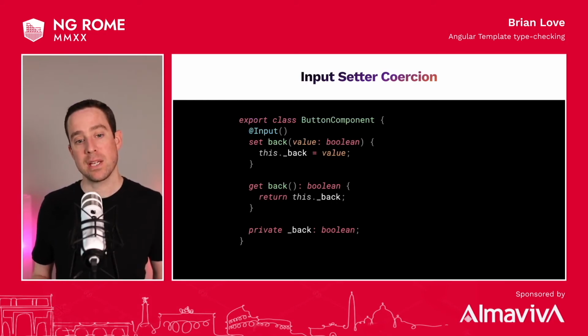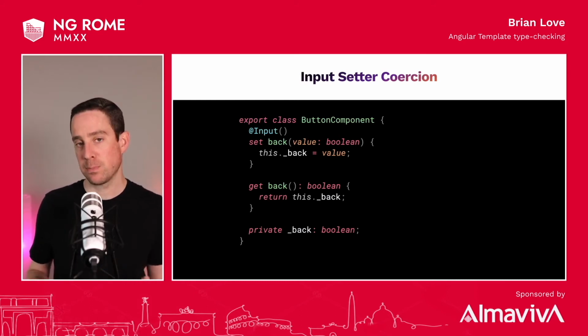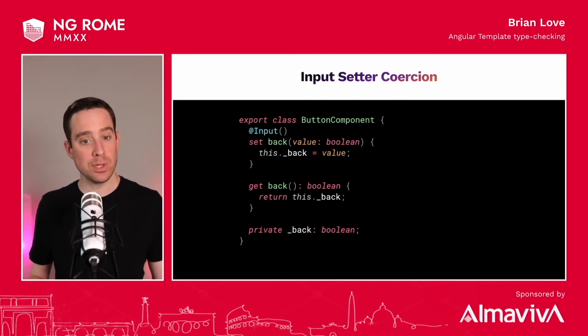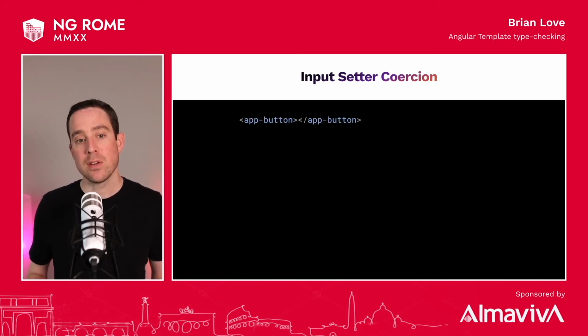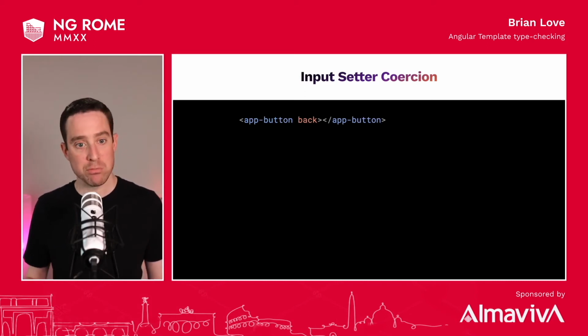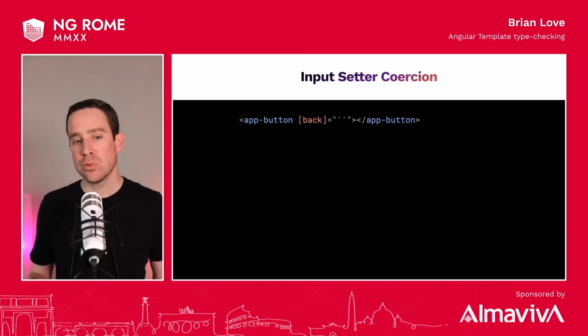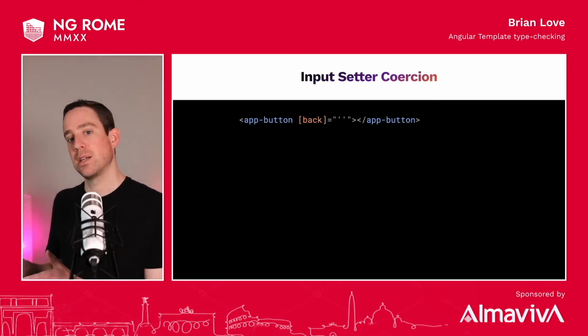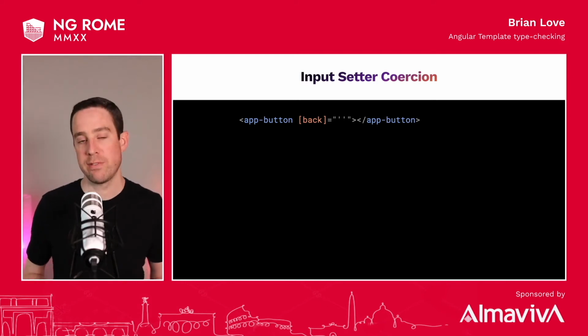But if we go back and take a look, what's important to note here is the type that back is expecting to be. In this instance, back is expected to be a Boolean type. However, if we take a look at this binding, this shorthand binding, really what's happening is back is actually being bound to an empty string. And if you're using strict template type checking in Angular, you're going to have a problem here because you can't assign an empty string to a Boolean value.